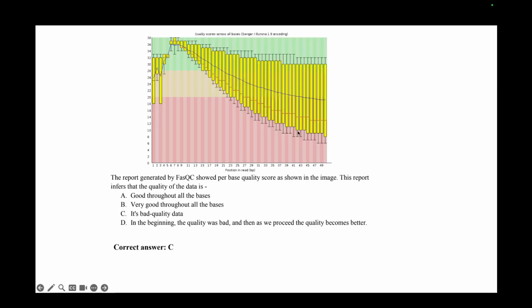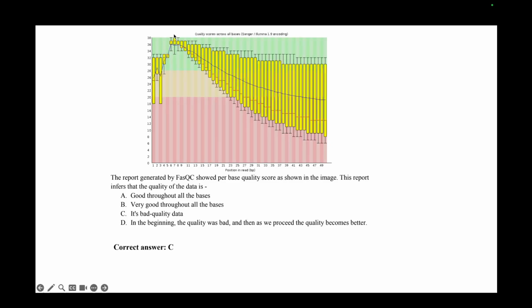So basically, what the box plots indicate is that this line is your 25th percentile, this line is your 75th percentile, and the red lines are your 50th percentile. So your median is basically the red lines. As you can see, the quality scores are dropping as you go along the positions.